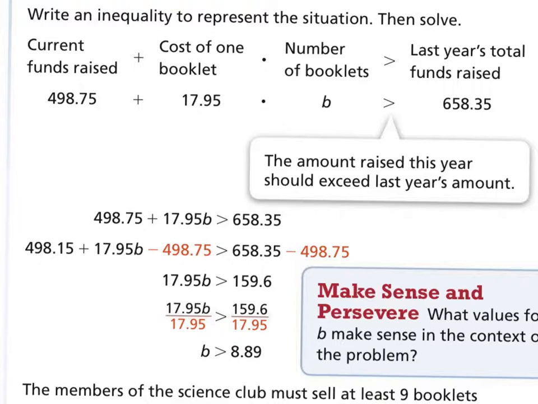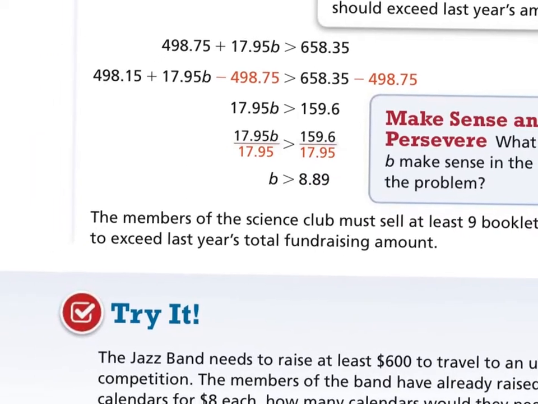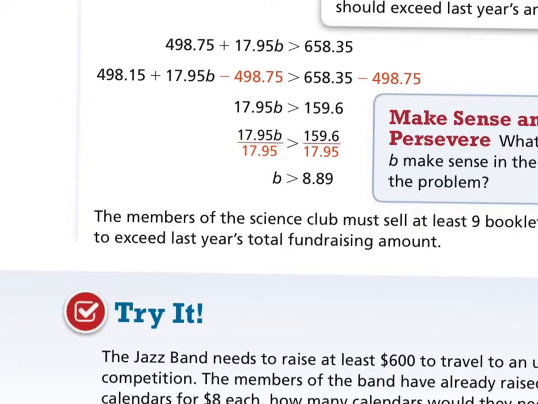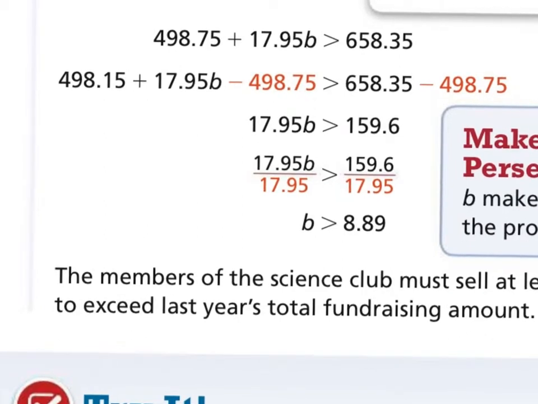Once we set up that inequality, it's basically the same steps like we've been talking about. So you could say we have a positive number here we need to get rid of, so you'd need to subtract 498.75. Again, we would probably show that underneath. Is it 15 or 75?